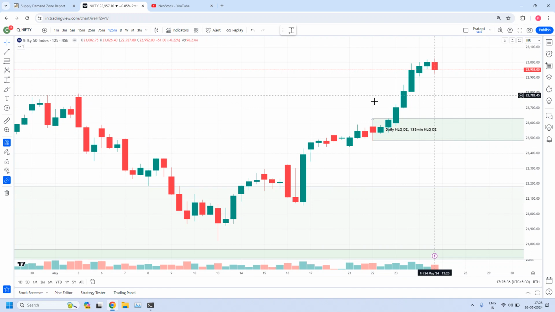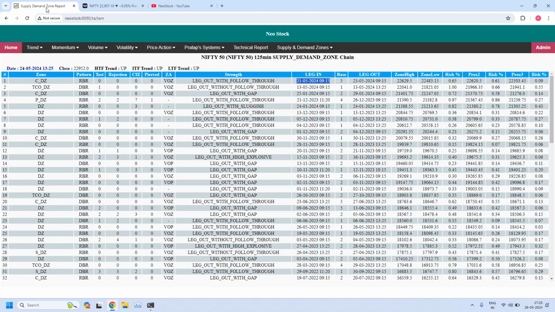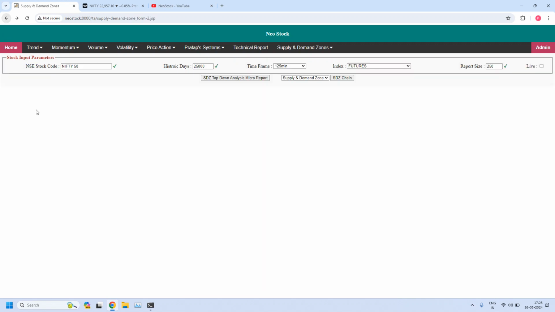And no supply zone, because it is not yet created. It's an all-time high demand zone. Now the 125 minutes trend is also uptrend, because all the time frames are uptrend, because the market is at all-time high. Now I am changing the time frame to 75 minutes time frame.